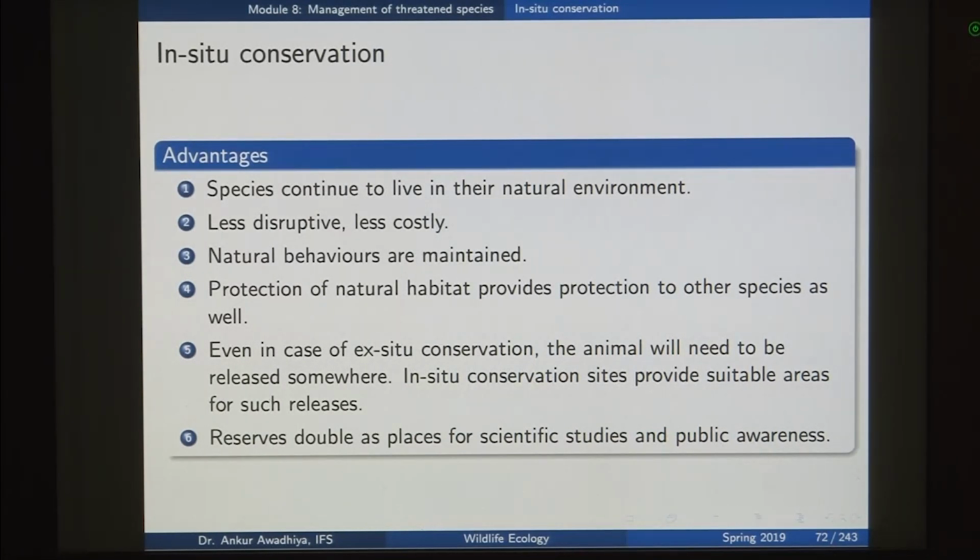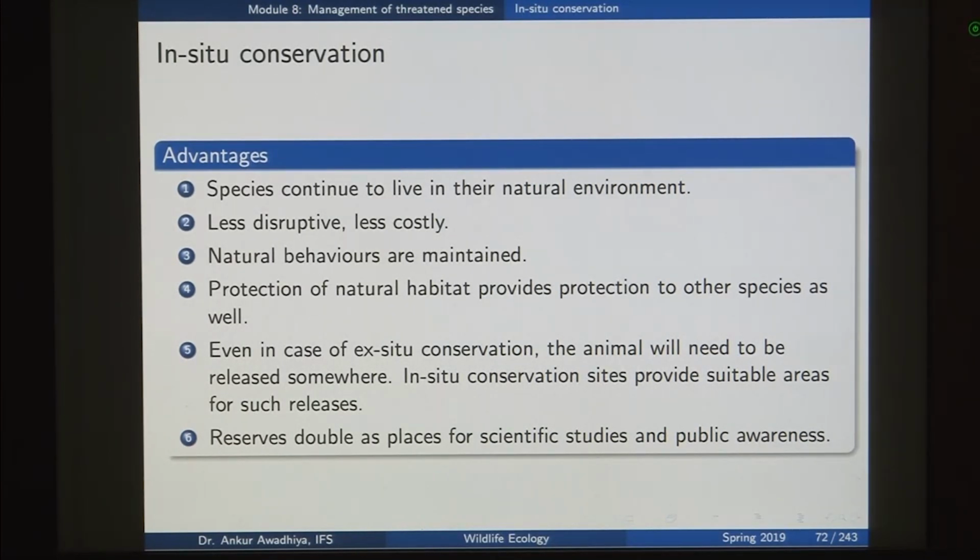Whereas, if you are keeping it in the natural environment, the tiger is going to hunt by itself. You do not have to go there and feed this tiger every day. So, it is less disruptive and less costly. Also, natural behaviors are maintained. If you have tigers living in wild conditions, the cubs that are born will be trained by their mothers on how to hunt. They will remember and learn these processes of hunting, whereas a tiger in a zoo will very easily forget how to hunt, because it is getting food in a pre-made format. So, the animal is already killed and probably already cleaned before giving it to the tiger. So, it will lose its natural behaviors very easily.